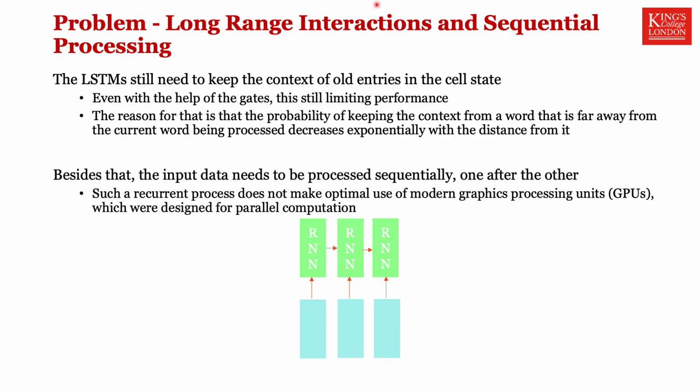On top of that, the input also needs to be processed sequentially, one after the other. This is a recurrent neural network after all. And because of that, recurrent neural networks do not really make optimal use of GPUs because they are sequential. You apply one RNN after the next RNN after the next RNN. It's not very easy to parallelize this. And because it's not easy to parallelize, graphics processing units often do not speed up RNNs that much. Obviously, they still do, but not as much as one might want.